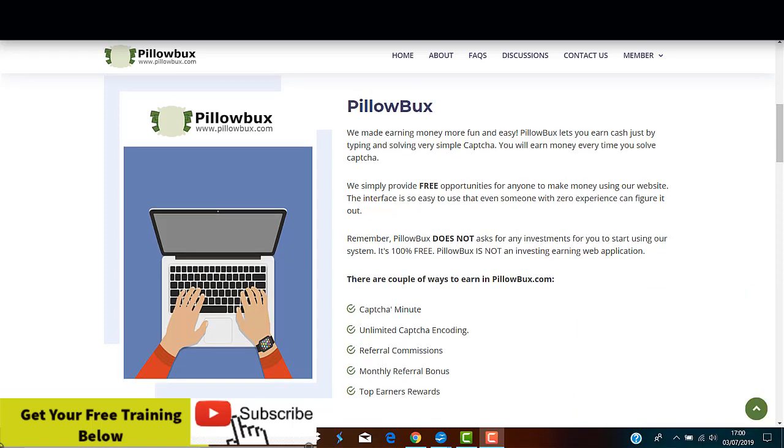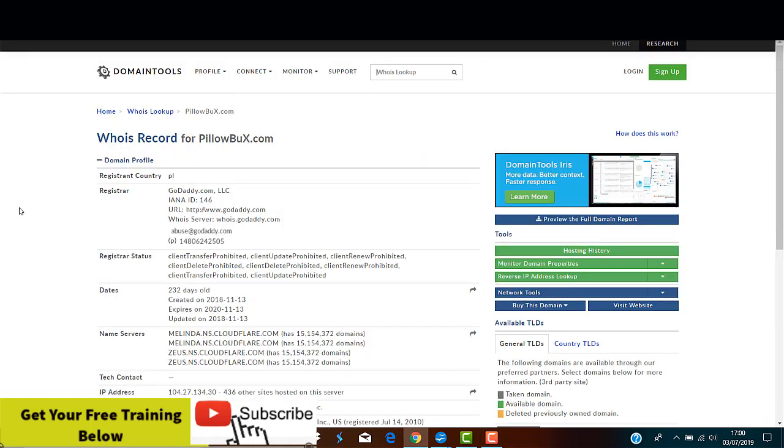Okay guys, welcome to the PillowBux website. Basically, what we are dealing with here is a company that will pay you for typing and solving captchas. But guys, before getting into the details, let me show you some information about how reliable the domain is. As you can see, it was created on the 13th of November 2018.